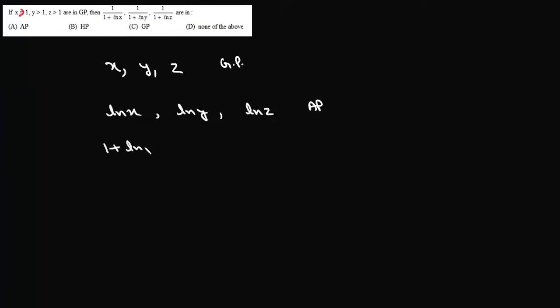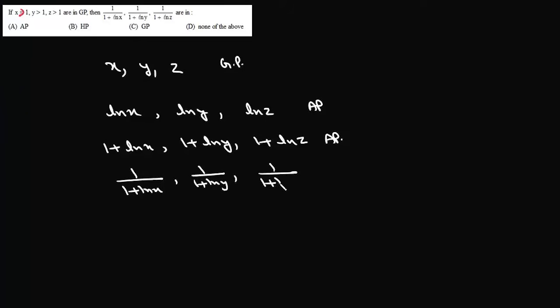Now if we add a constant number to each of the terms, then it will still remain an AP. So 1 plus log x, 1 plus log y, and 1 plus log z will be an AP. And if we take the reciprocal, it will be 1 upon 1 plus log x, 1 upon 1 plus log y, 1 upon 1 plus log z. Now reciprocal of an AP is HP. So these three terms are in HP. That means the correct option is option B.